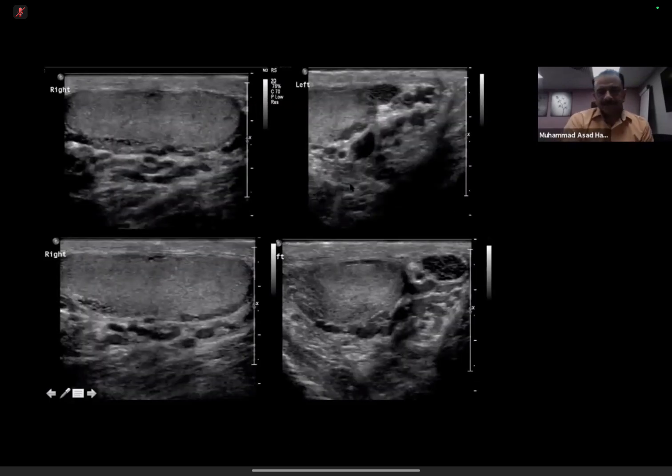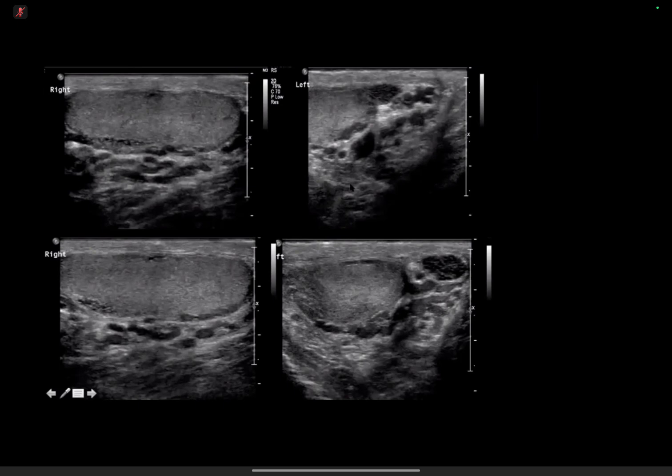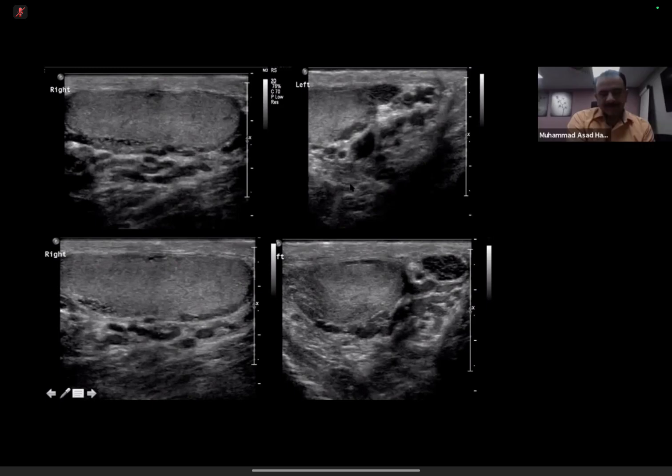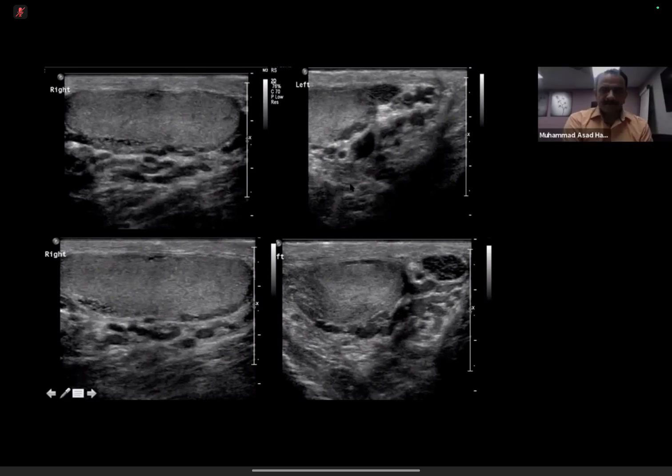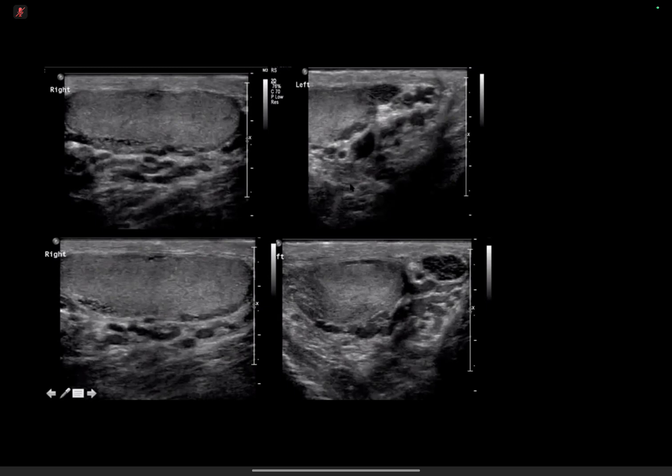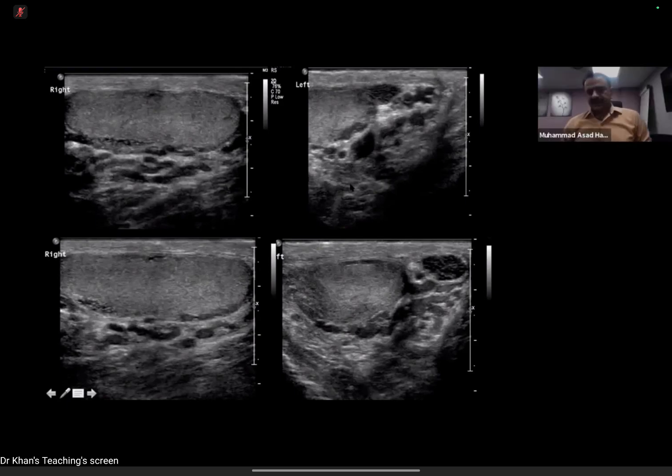Next case, please describe the findings. These are selected ultrasound images of the right and left testicles. Good. Dilated tortuous structures, mostly varicocele. Good. Bilateral. Good. I'd like to confirm by color Doppler and measure the veins and assess the patient for reflux or non-reflux on Valsalva. Well done. Absolutely. You nailed it again.